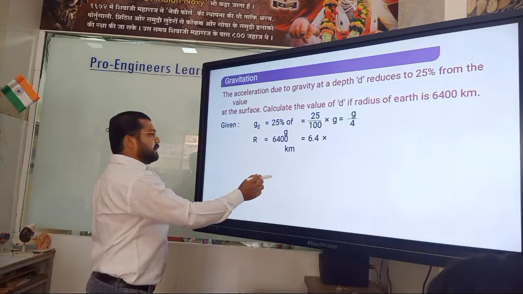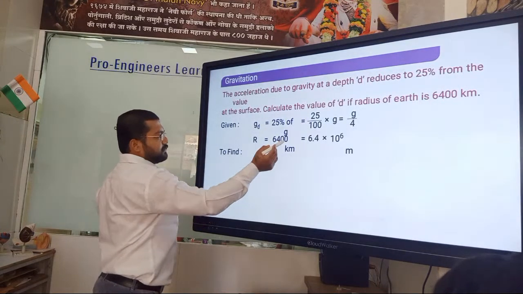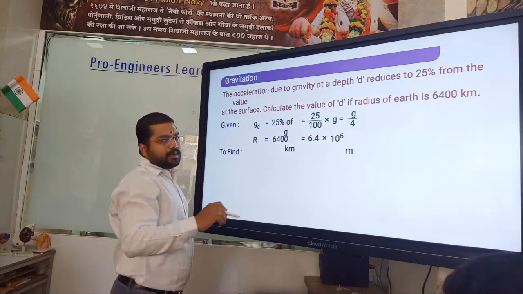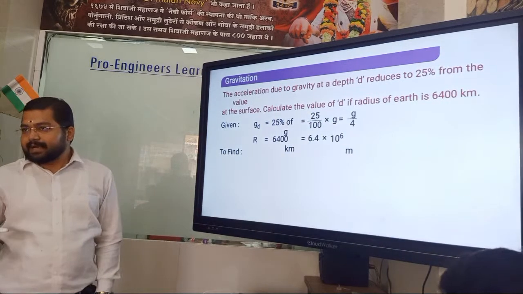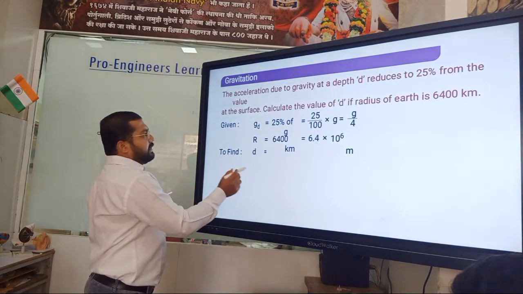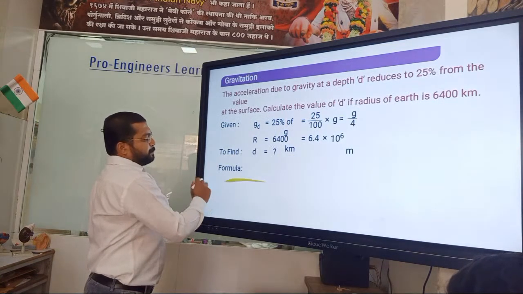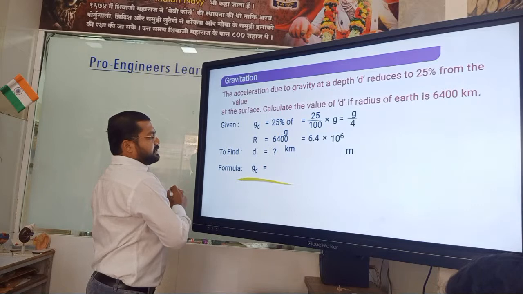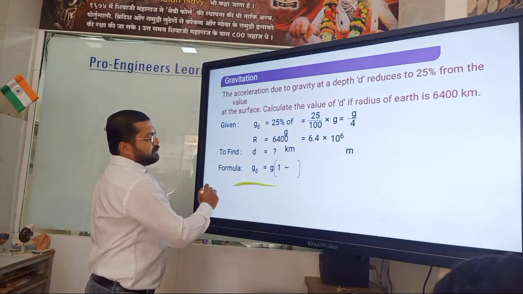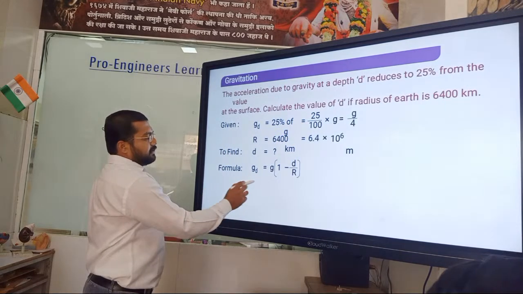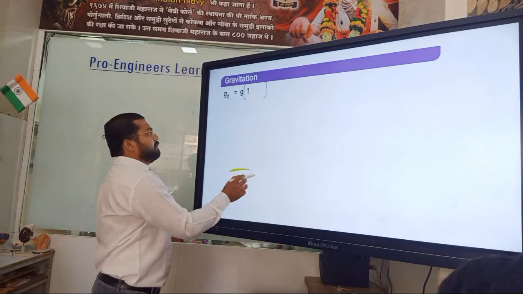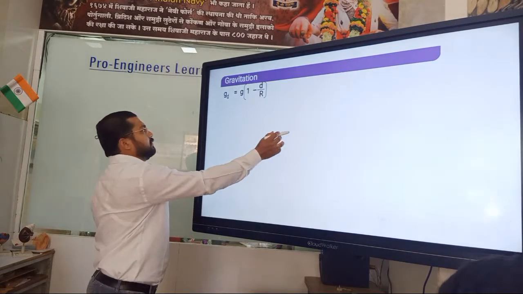So we have written the given values. So how it became g by 4: 25 by 100, 25 fours are 100, so g by 4. So to find, what to find? d. And what is the formula? gd is equal to g in bracket 1 minus d by R. So put the values. Very quickly we will put the values in it.